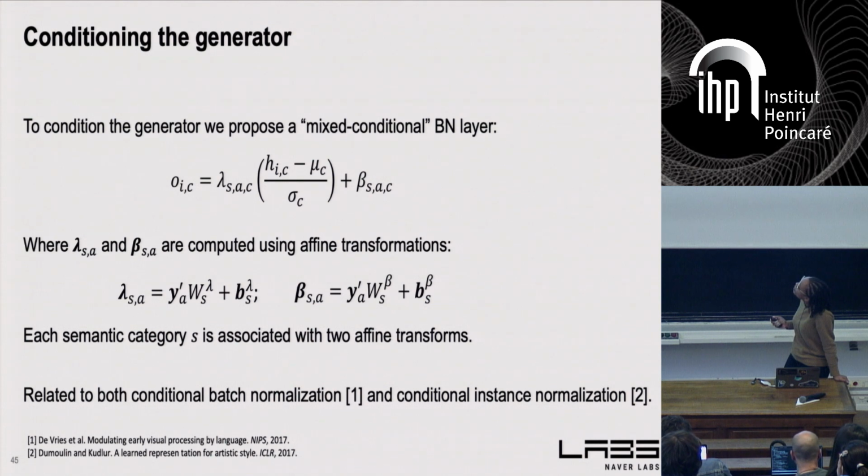Then you can see that what you're doing is transforming your aesthetic information. This is really your score histogram, and you're applying this affine transformation to give you your lambda and your beta parameters, okay? This is sort of a mix of two related batch normalization techniques. One is called conditional batch normalization, and another is called conditional instance normalization. So it's kind of a mix of both.